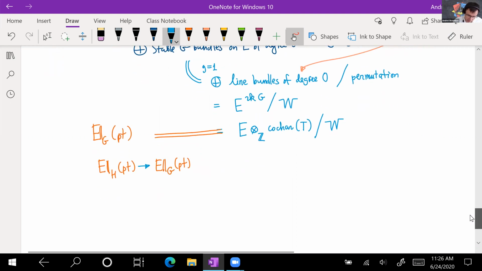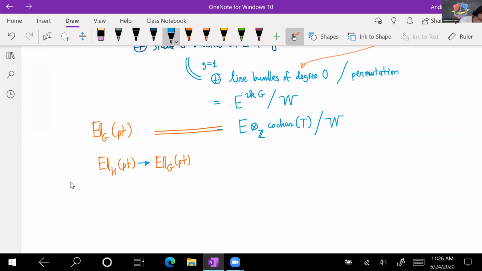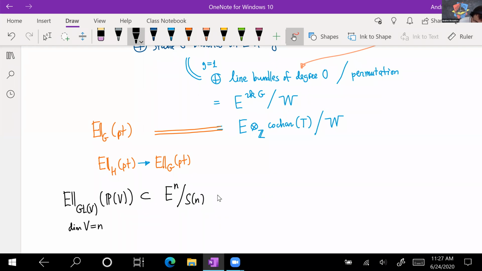Like for instance, what do you think is going to be the elliptic homology of GLV equivariant of P(V)? What's it going to be? This will sit in the product of elliptic homology of GLV. So I'll write it as E to the n, let's say dimension V is n. So E to the n mod Sn cross E. This is where my variables a1 through an lie, and this is where my variable s is. And here I take the union.